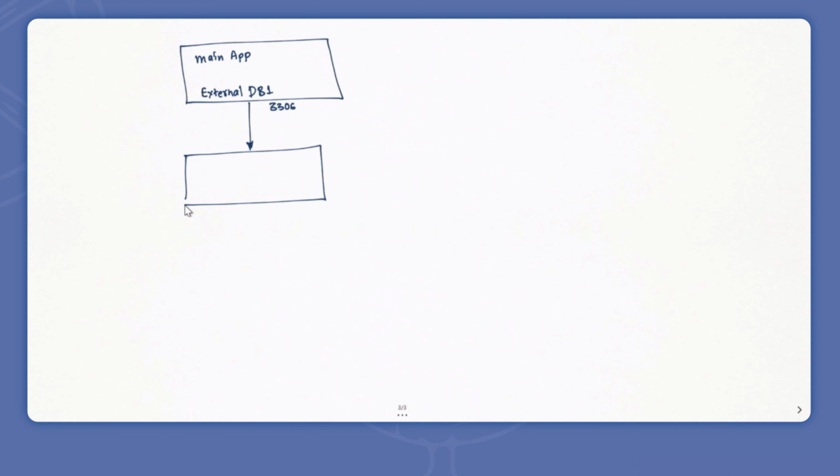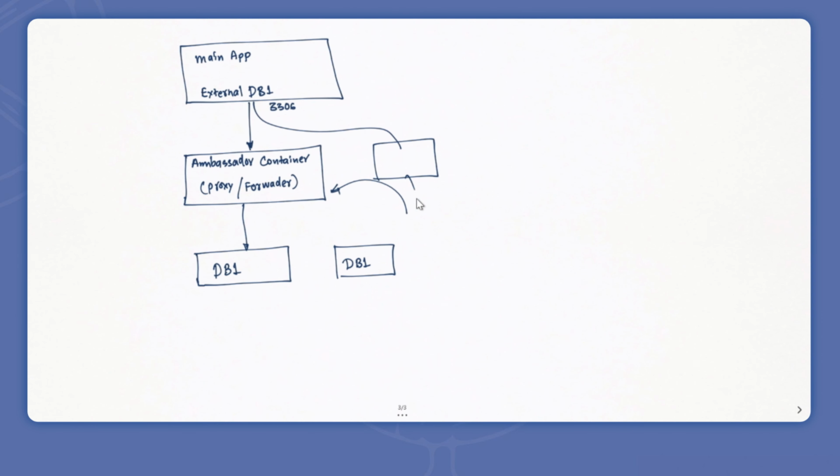Now if we talk in Kubernetes terms, there is a main container, the main app, and it connects to the external DB1. What the ambassador container does is act like a proxy or forwarder. It connects to the external DB1. Suppose it changes to some other DB, then you only need to update this one, and things will go the same. There is no burden on the main app. This is the ambassador real-time scenario.